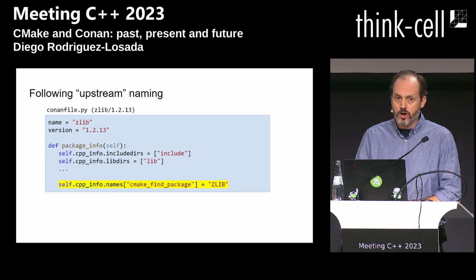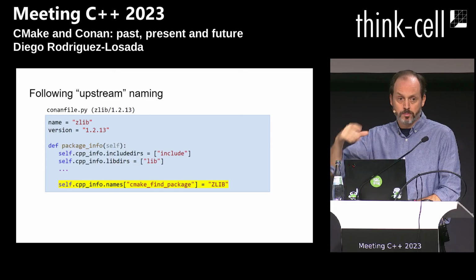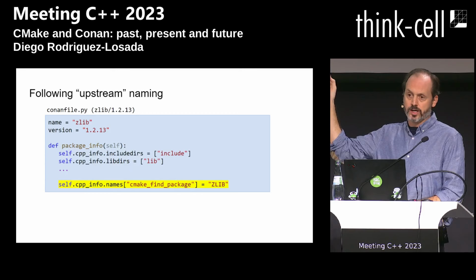Note that not all packages are just lowercase and uppercase. There are some libraries and packages out there where the project is called foo, and the target is called var. It's calling something absolutely different. So it's not just a Boolean for uppercase, lowercase. It's a full string. You can put the name that you want there.